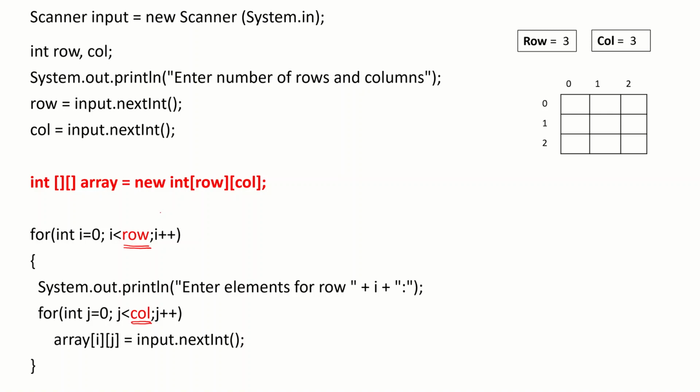And then for each row I will ask the user to please enter the elements for the current row. So I will say please enter the elements for row 0, for row 1, for row 2, and then for each j, the columns, just read the value from the user and save it in location i and j. So we will keep reading the values, and let's assume the data was entered by the user as follows.